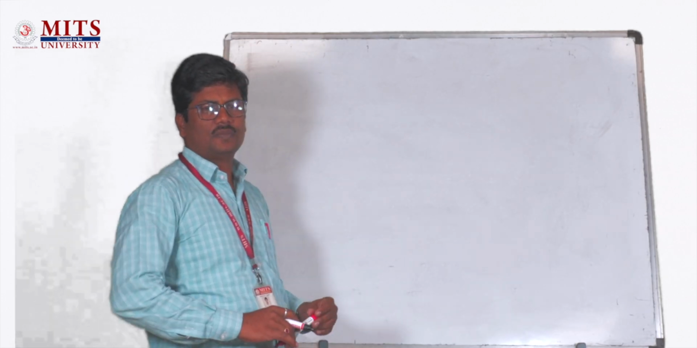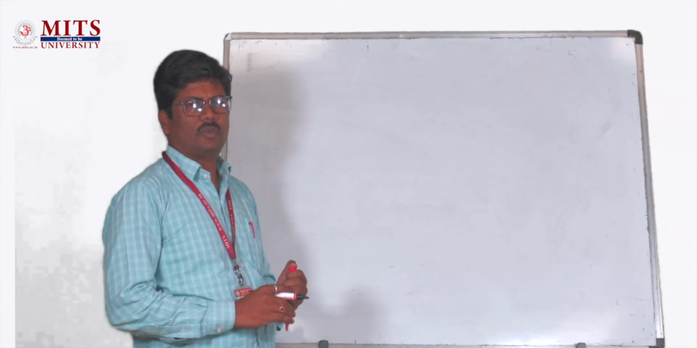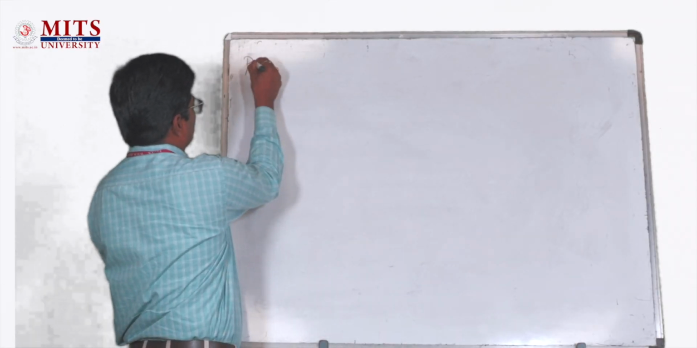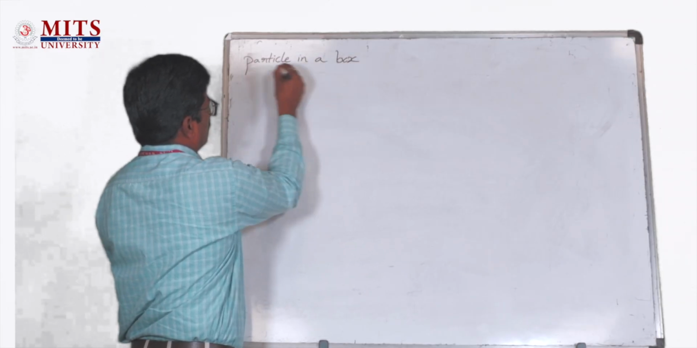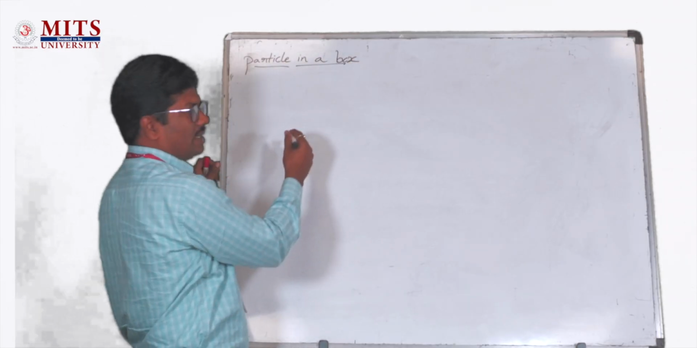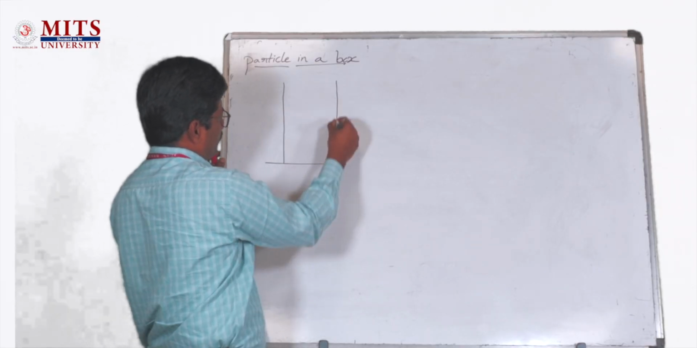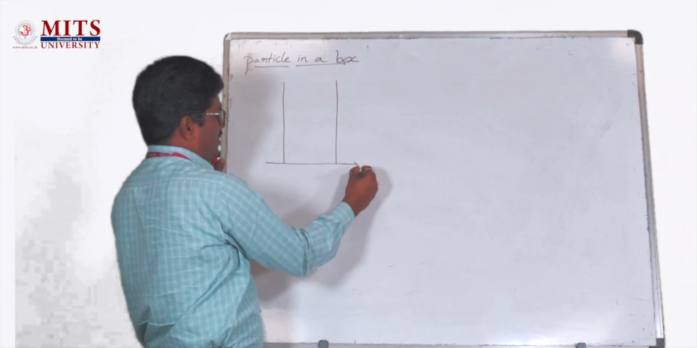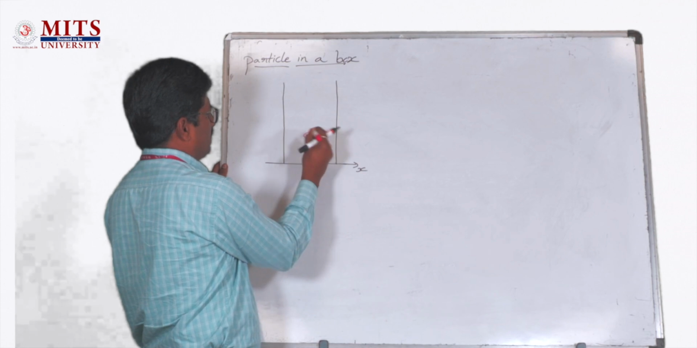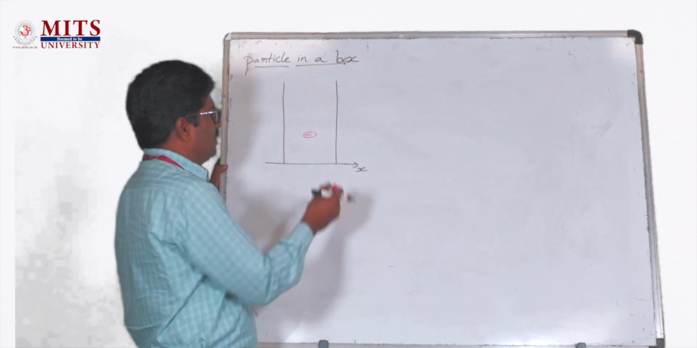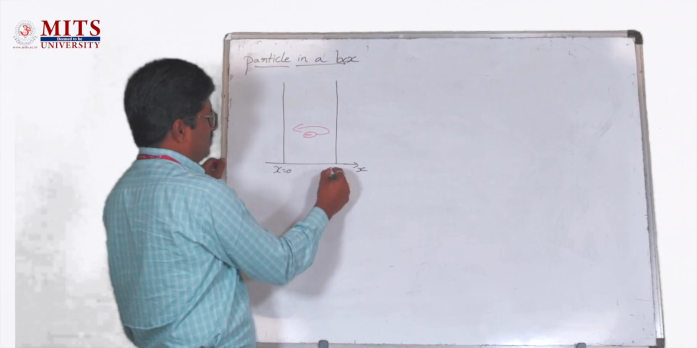Hi, hello. Let us discuss today one of the important concepts in quantum mechanics, particle in a box. Let us take a situation where a particle is trapped in a one-dimensional box on the x-axis. Let us take an electron, a particle, moving inside the box from x equal to 0 to x equal to L.